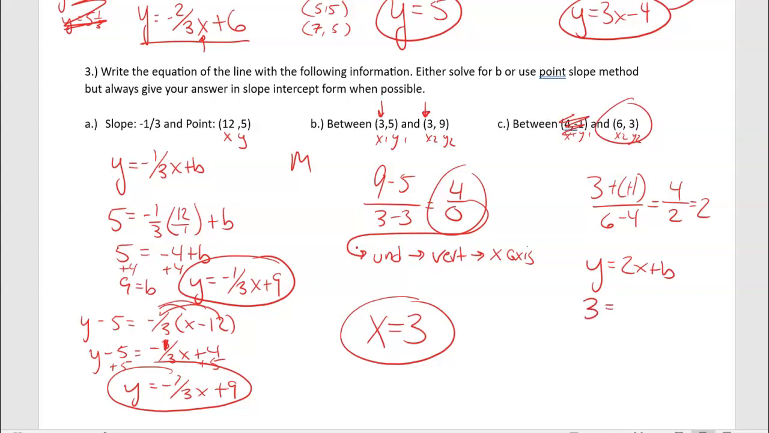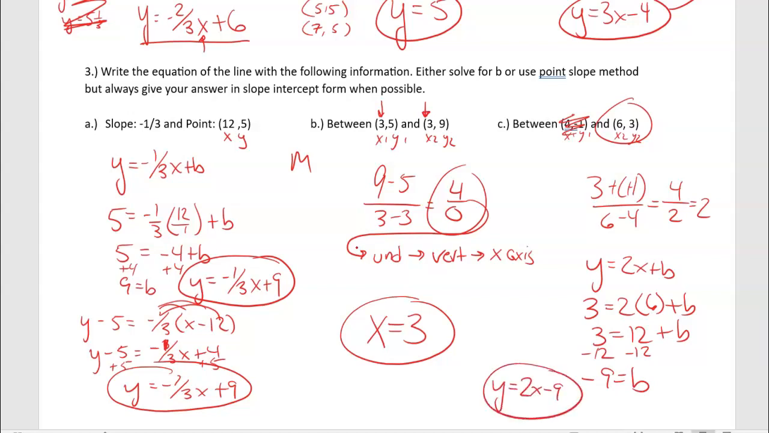So it's 3 equals 2 times 6 plus b. 3 equals 12 plus b. When I subtract 12 from both sides, you end up with negative 9 equals b. So you have the equation y equals 2x minus 9. And you should get the same exact answer if you decided to do point-slope form.